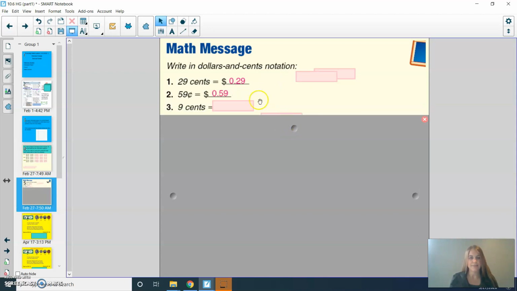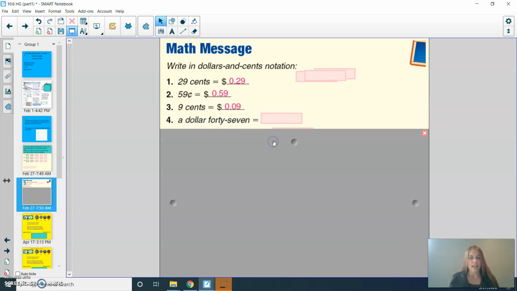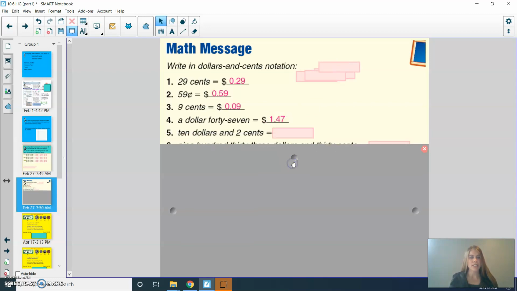9 cents would look like this. $1.47 would look like this. $10.02 would look like this.